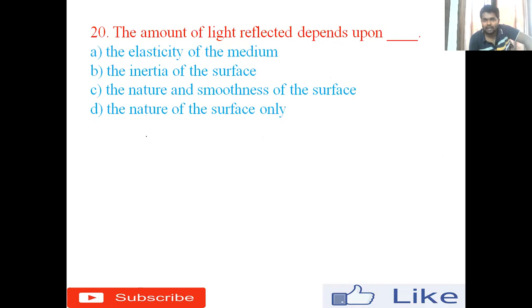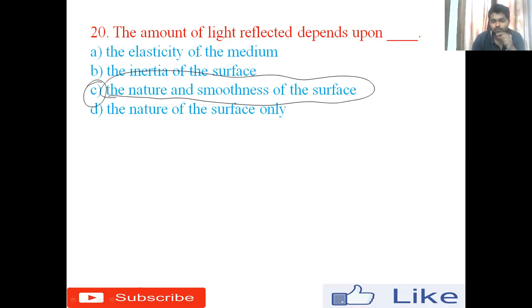20th one: the amount of light reflected depends upon. Whenever light falls on a mirror or any smooth surface, it depends on what kind of material it is. The nature of the material as well as the smoothness of the surface is important. If it falls on a rough reflecting surface, the light will reflect in different angles, so you don't get proper uniform reflection. So the nature matters and the smoothness also matters. The right answer for this question is option C. It depends on the nature and smoothness of the surface.